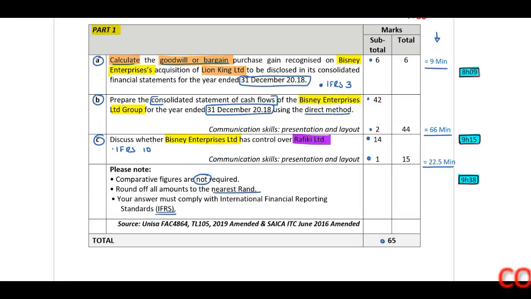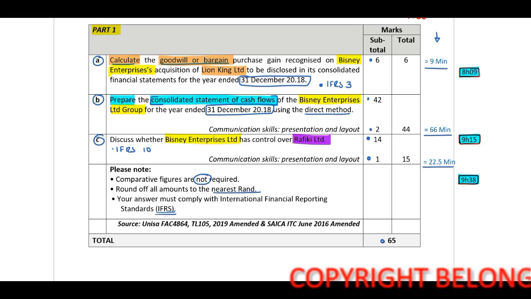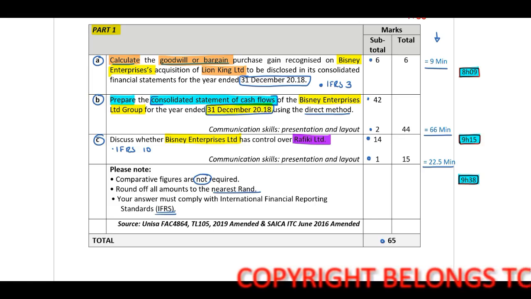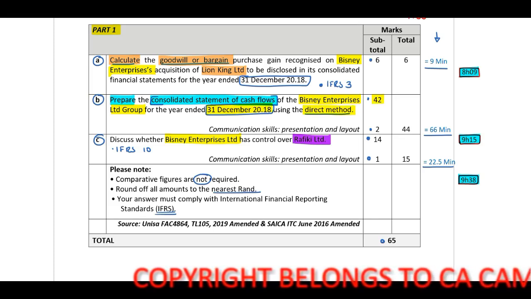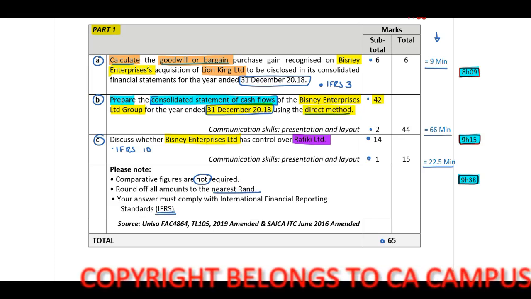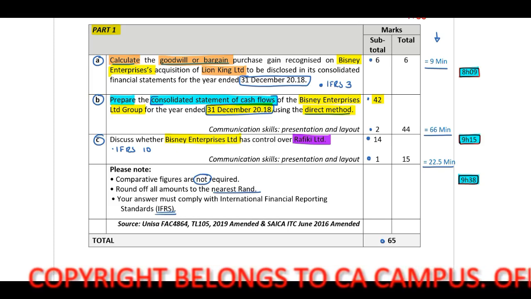Part 1B. Prepare the consolidated statement of cash flows of the Bisney Enterprises Limited Group for the year ended 31 December 2018 using the direct method. 42 marks and 2 marks in terms of communication skills, presentation and layout. Not free, guys, but easy.